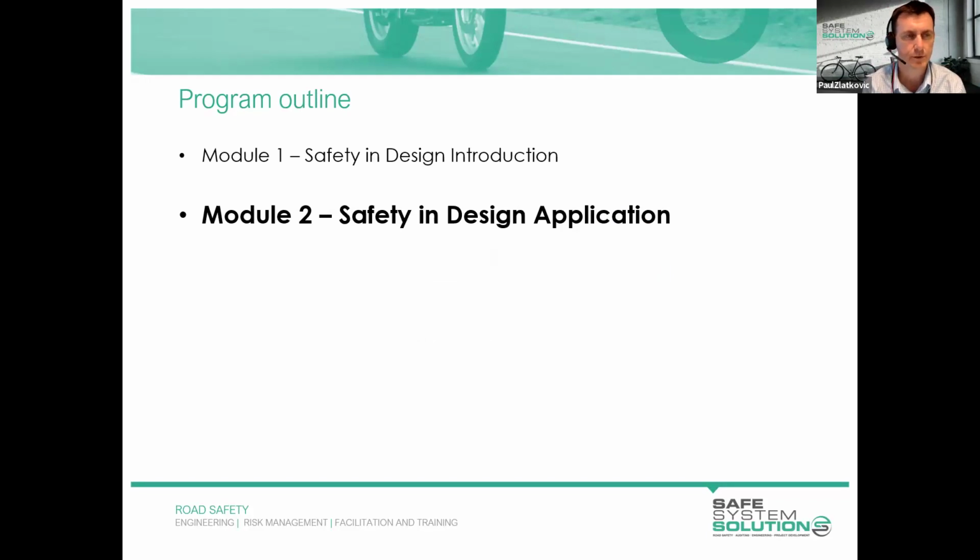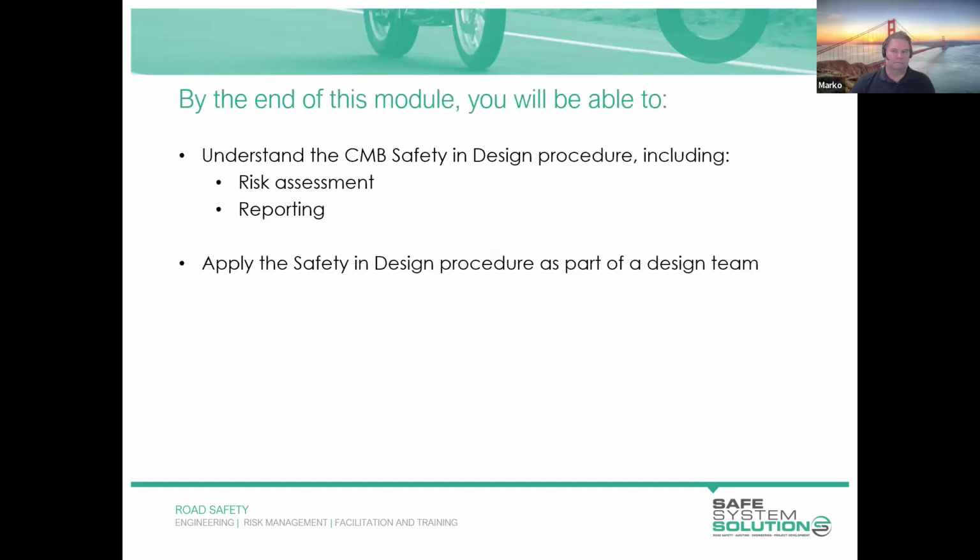So this is module 2. Yesterday we covered an introduction to safety in design. Module 2 lets us put some of those things in practice. By the end of this module, you'll be able to understand the Council Safety and Design procedure, particularly focusing on the risk assessment part of that and the reporting. And also we have a small group exercise where we apply the safety and design procedure. We'll be breaking out into small groups and you'll be having a go at applying that procedure as part of a design project.